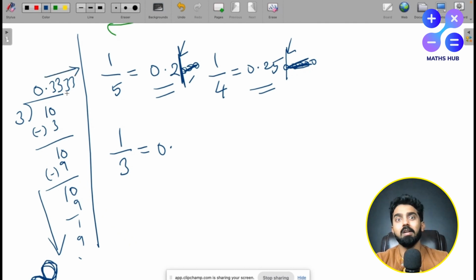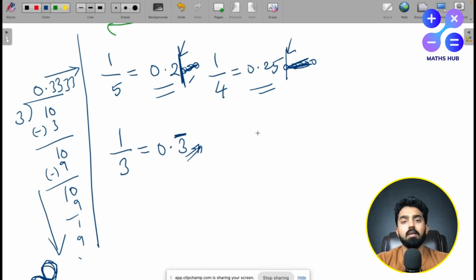In math, this is called a non-terminating. It means it doesn't end, or a non-ending for simplicity's sake. So this is equal to 0.3333. It's also written as 0.3 bar. So if you say a bar on top of a decimal, it means that this is not ending. This is going to continue on forever, right?